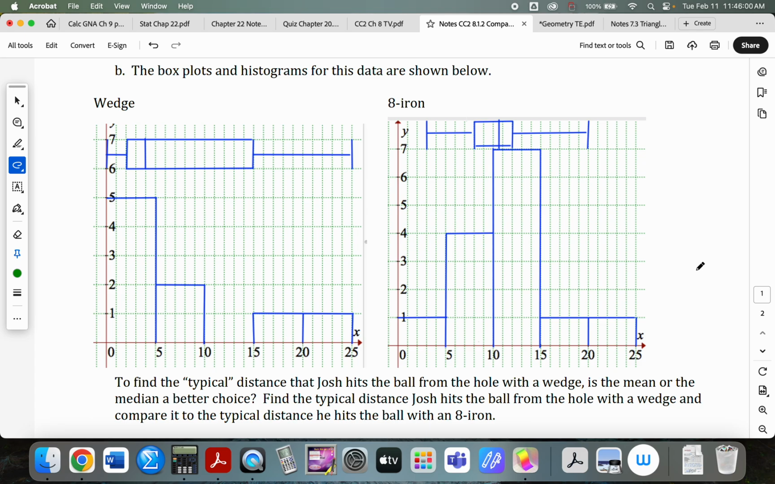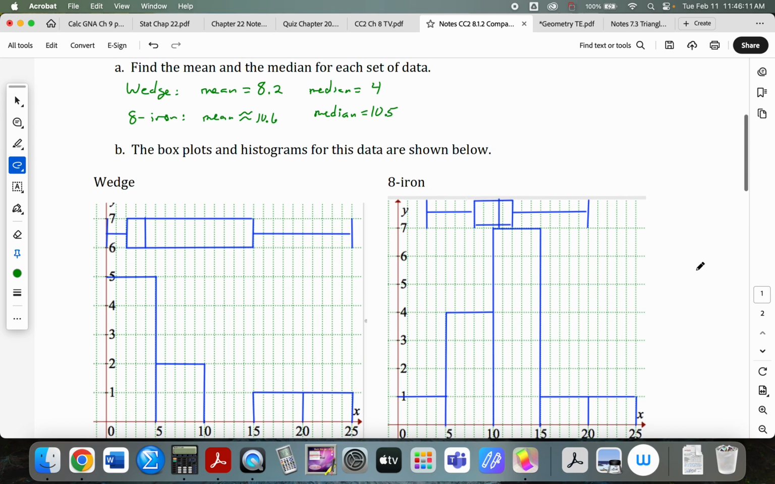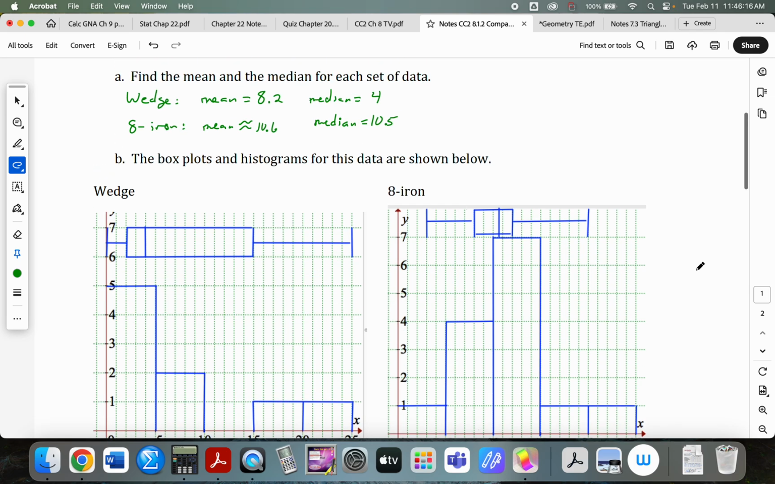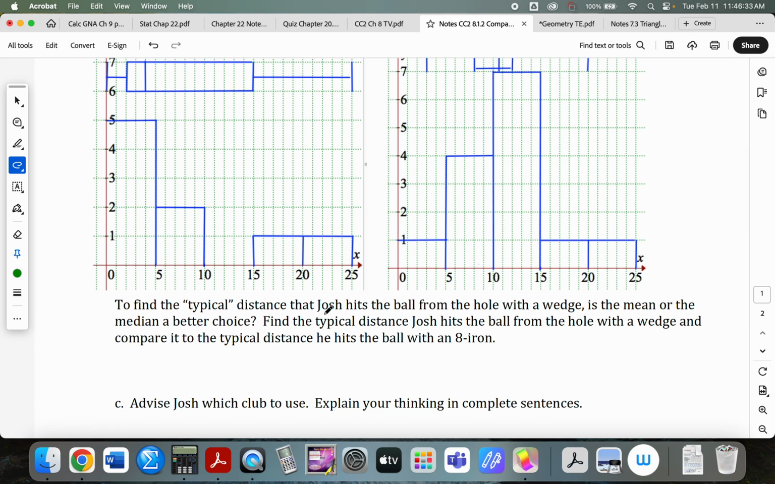All right, so to find the typical distance that Josh hits the ball from the hole with a wedge, is the mean or the median a better choice? Why? Because the outliers can go. Do we know we have any outliers? No. But is this skewed this direction? Yeah, a skew to the right will also artificially pull up the mean. So the median is the better choice.